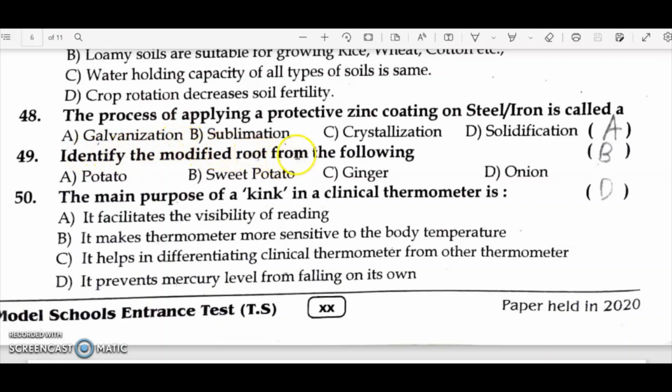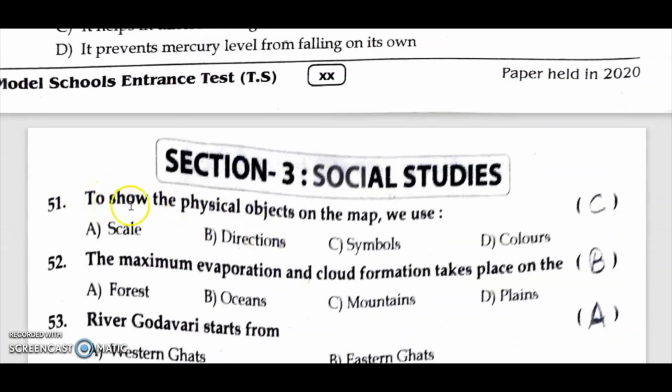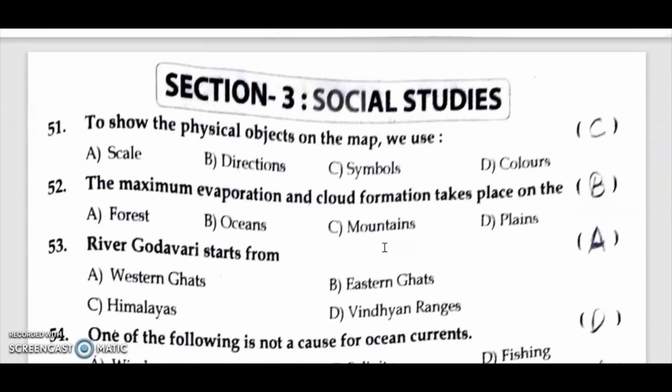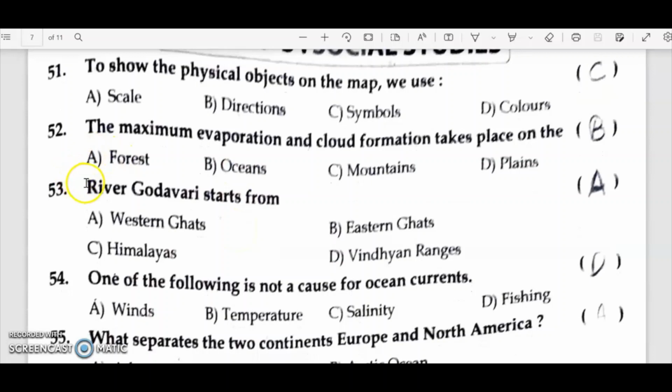Identify the modified root from the following. B. Sweet potato. The main purpose of the kink in a clinical thermometer is D. It prevents the mercury level from falling on its own. To show physical objects on a map, we use C. Symbols. The maximum evaporation and cloud formation takes place on B. Oceans. River Godavari starts from A. Western Ghats.